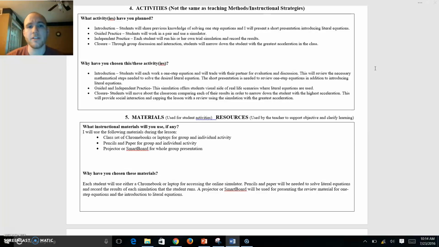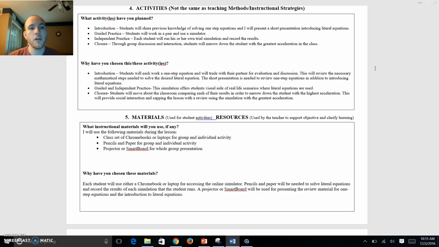The simulator does not give them the acceleration. It gives them a bar, and it moves. It's got a gauge, so it moves based on, I guess, magnitude, but it does not give them the specific quantity of the acceleration. So they would have to use the mathematical steps in order to find that and solve for that number, the acceleration number.